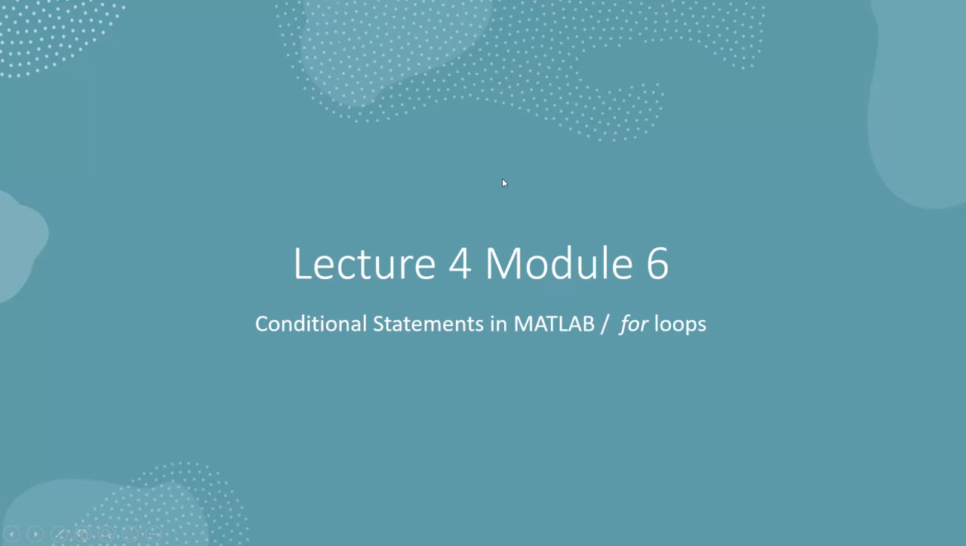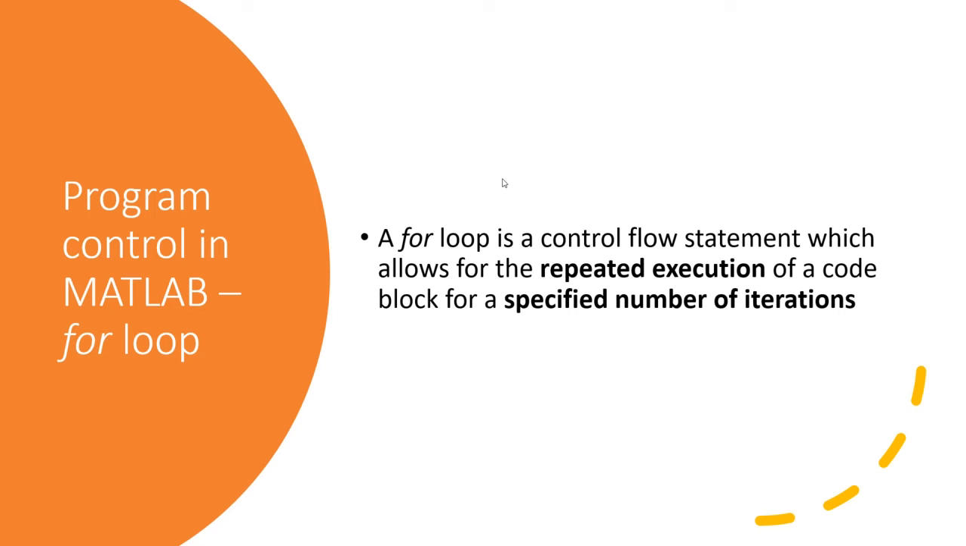So for Module 6 of Lecture 4, we're going to look at the last conditional statement that we'll consider within this lecture, which is the for loop. So a for loop is pretty simple. If you have a code block and you want to repeat its execution for a fixed number of times, it's the control structure that you want to use, unlike a while loop, which allows you to repeat execution until a condition is met. So for is for repeating execution of a code block for a fixed number of times.